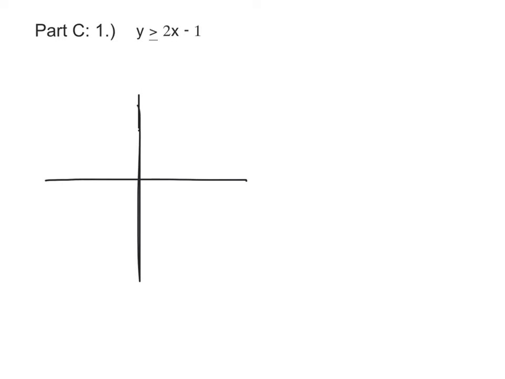All right, let's graph some linear inequalities. For this one, y is greater than or equal to 2x minus 1. In part A, what I ask you to do is to identify the slope and the y-intercept. Since this is in slope-intercept form, it's pretty easy to do. The slope is the coefficient in front of the variable, 2. And the y-intercept is the constant that's added to it, the negative 1.